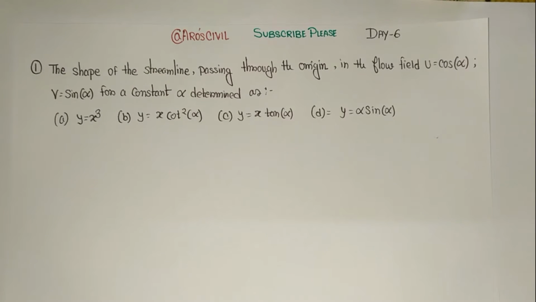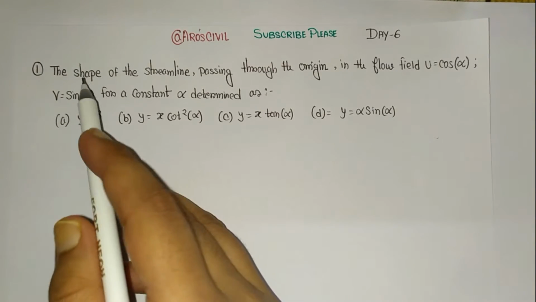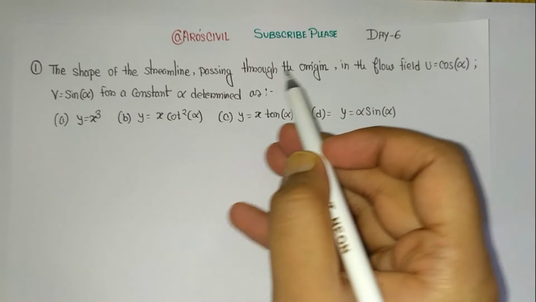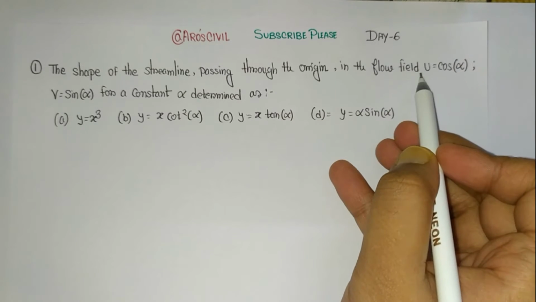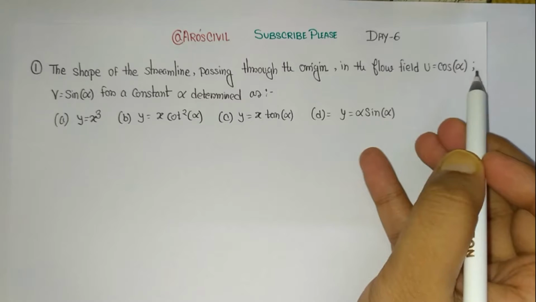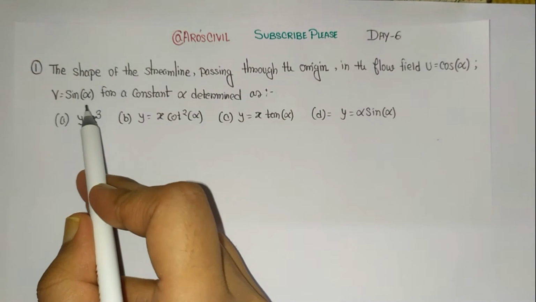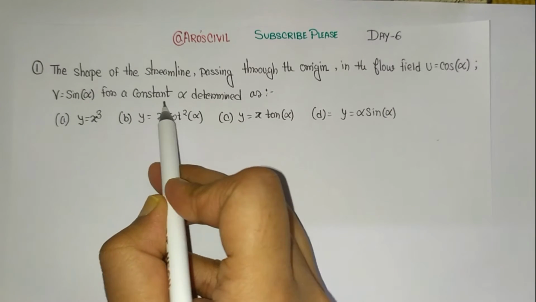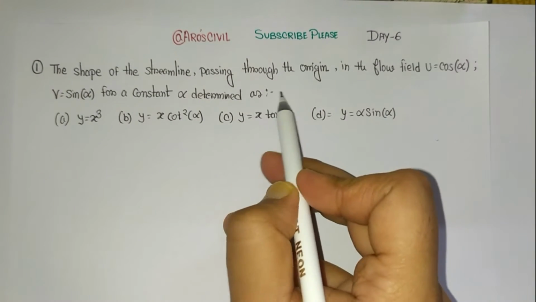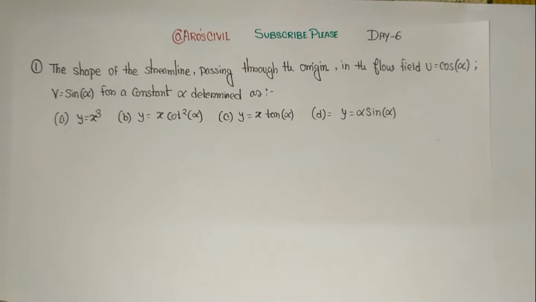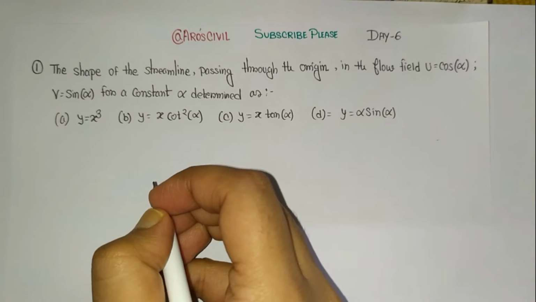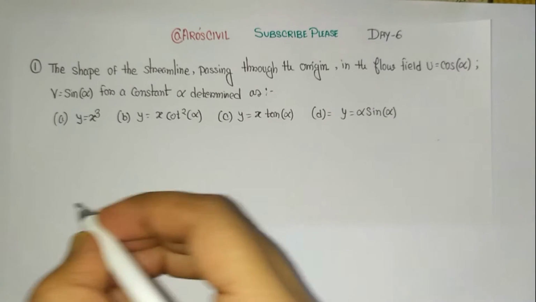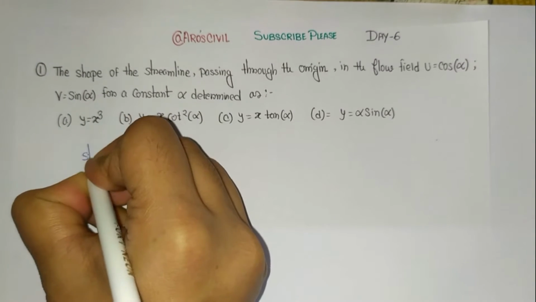Okay, so let's start. The first question is: the shape of the streamline passing through the origin in the flow field u equal to cos alpha, v equal to sin alpha, for a constant alpha, is determined as... we have to find the shape of the streamline. Now what is the meaning of the shape of the streamline?